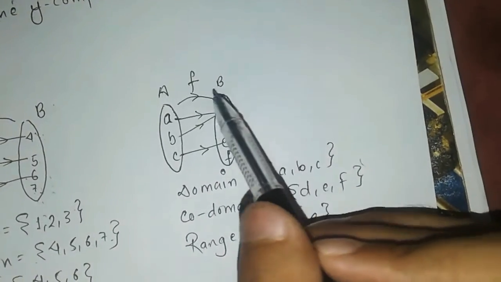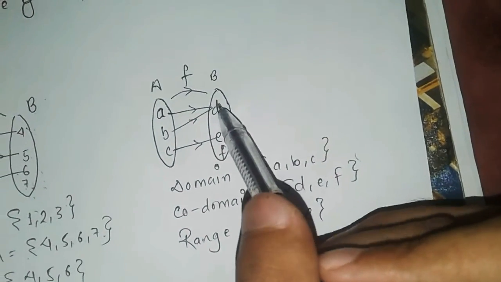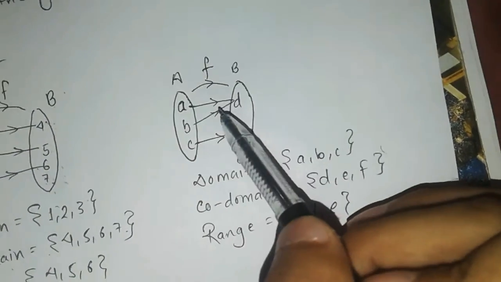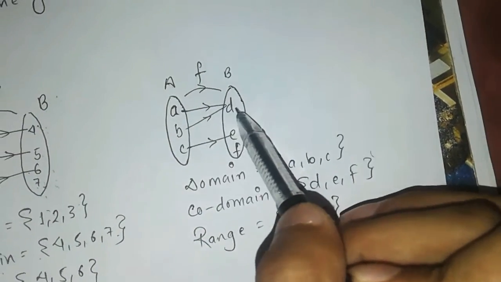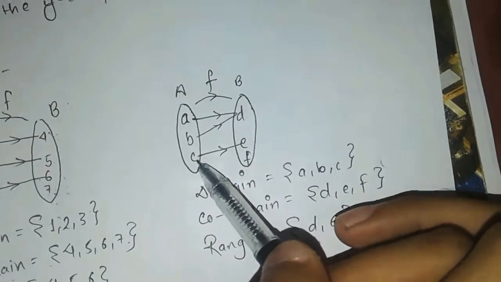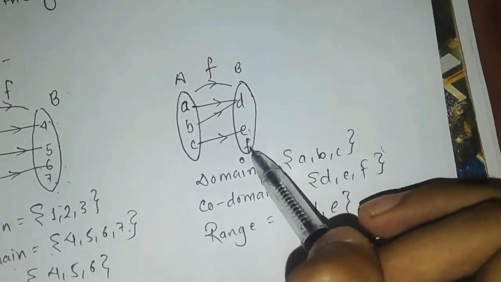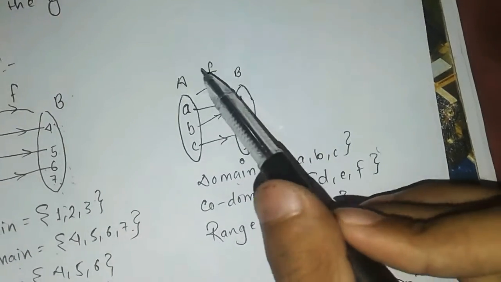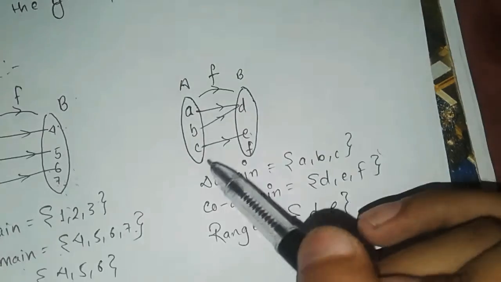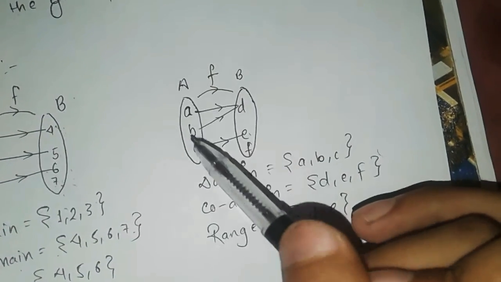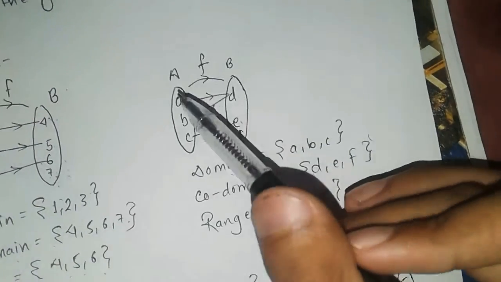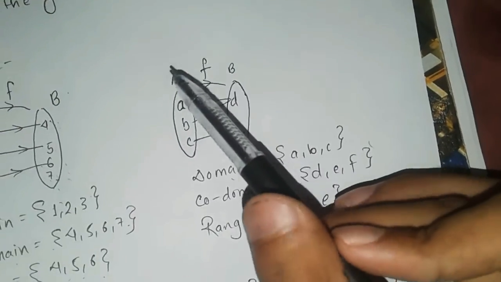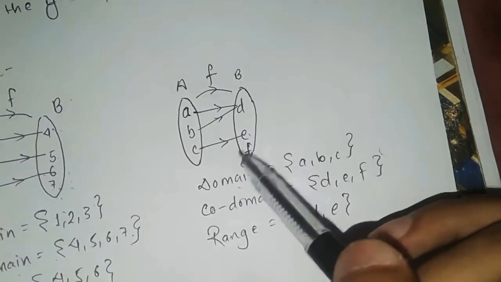Similarly, in the second example we have another function, different from the first one. Here A is connected with D, B is connected with D, and C is connected with E, where F is an extra element. The domain is equal to A, B, C, all the x component. I think this won't be a confusion for you; everything in the first set is the domain.